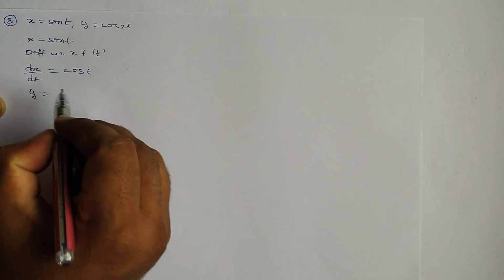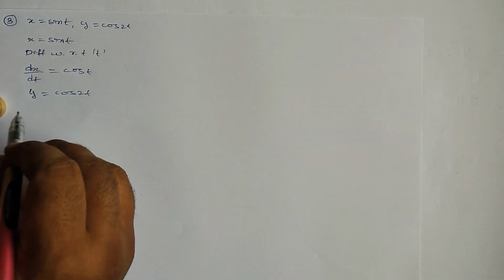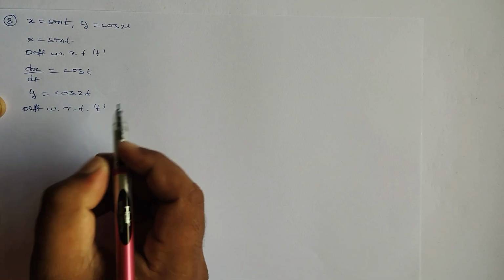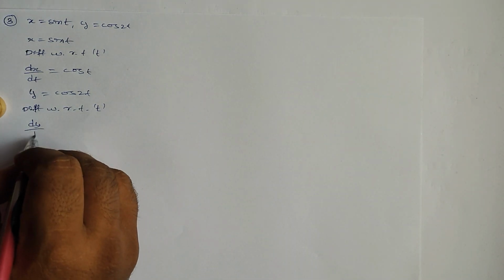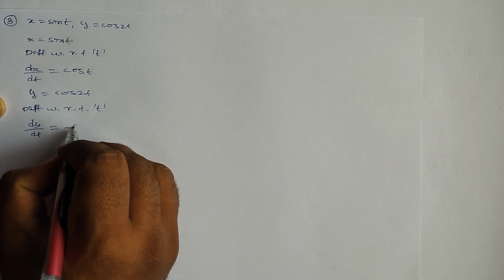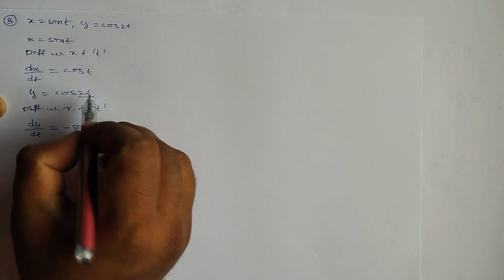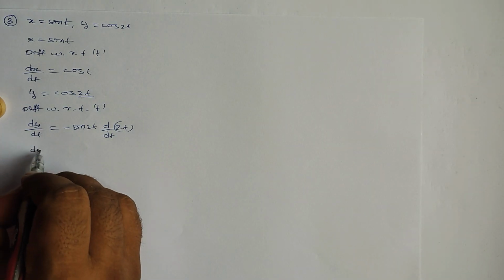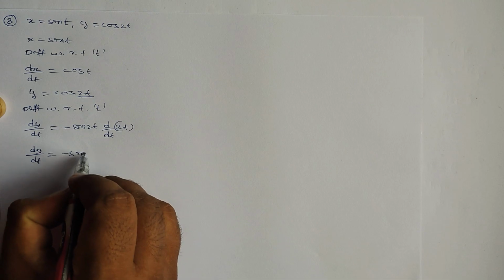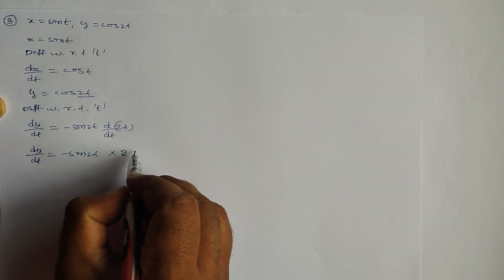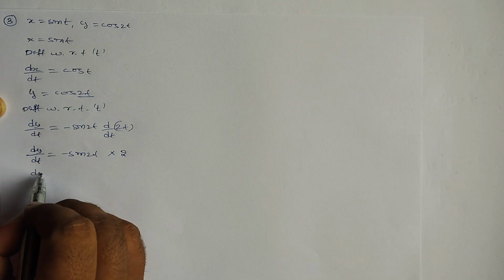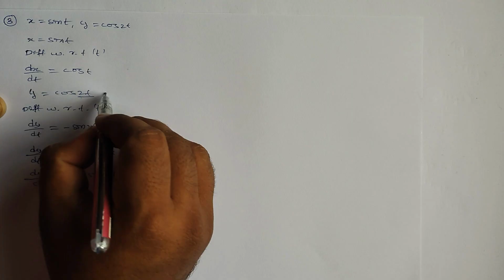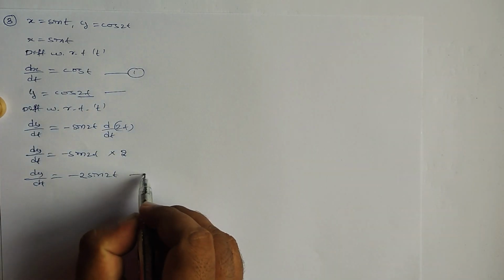Next, y equal to cos 2t. Then differentiate with respect to t. So that becomes dy by dt equal to, what is the derivative of cos? Minus sin 2t, and again by chain rule, derivative of 2t. So that is equal to dy by dt equal to minus sin 2t, and again derivative of 2t becomes 2. That is equal to dy by dt equal to minus 2 sin 2t. Say this is equation number 2 and the other is equation number 1.